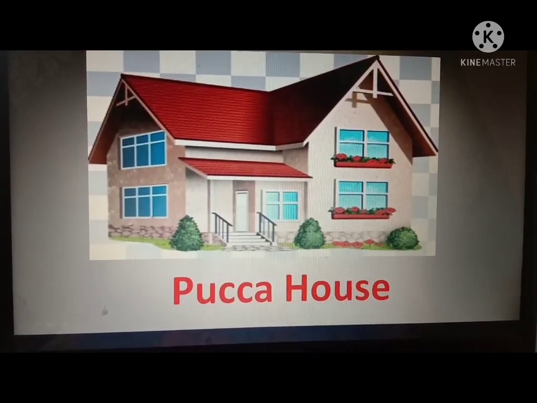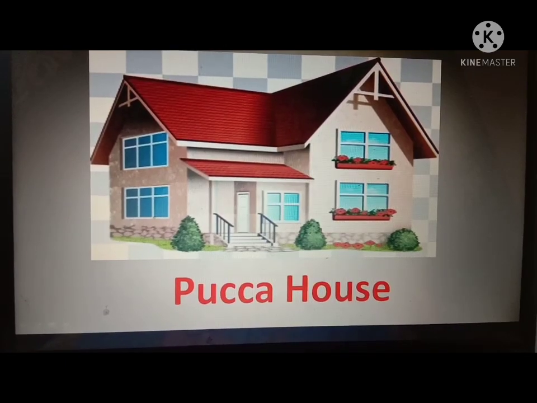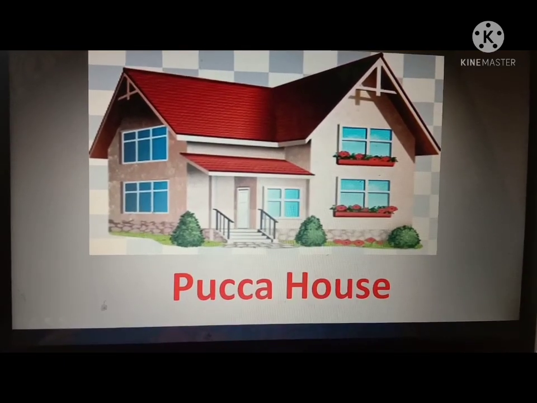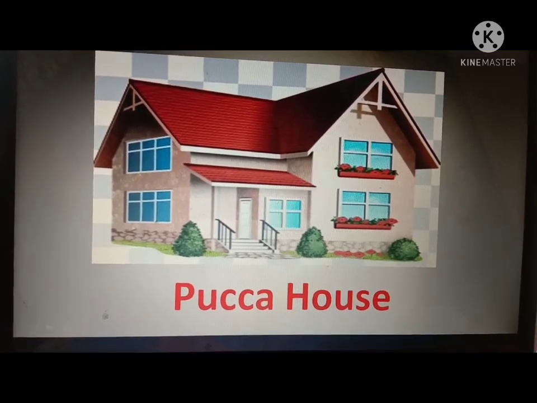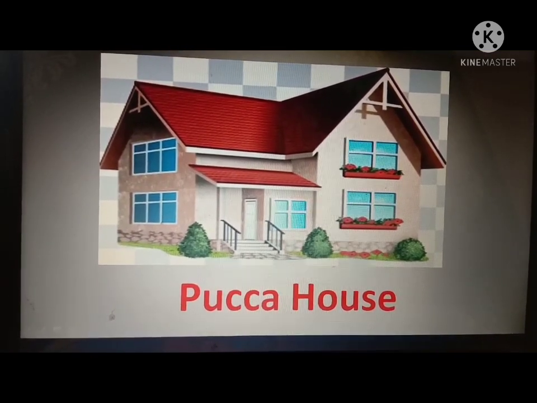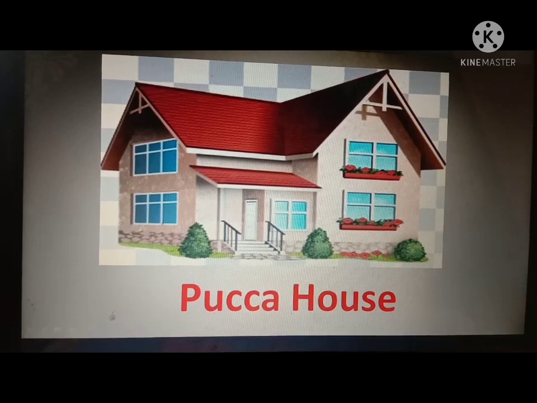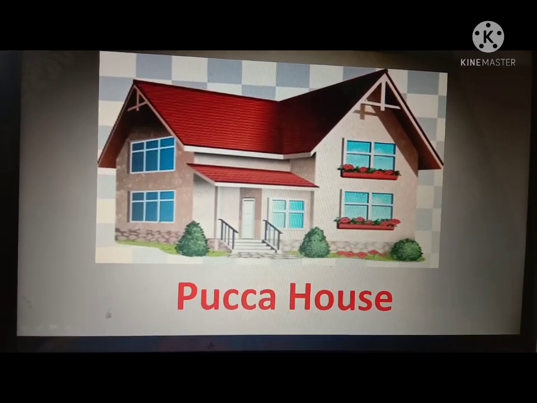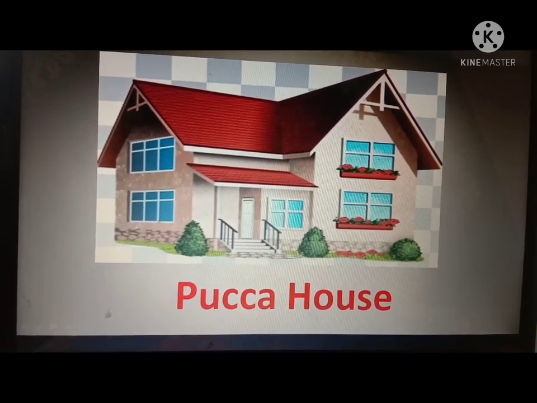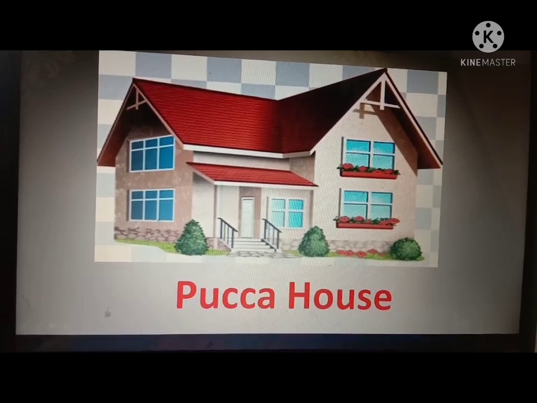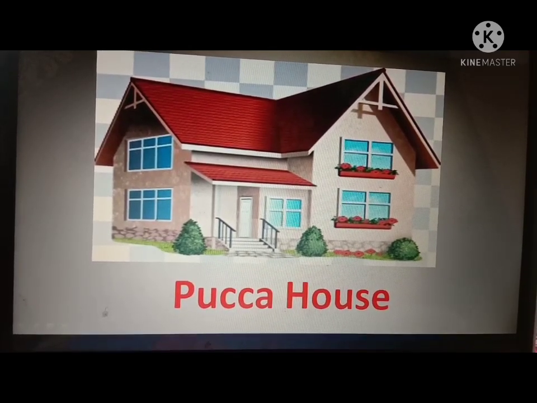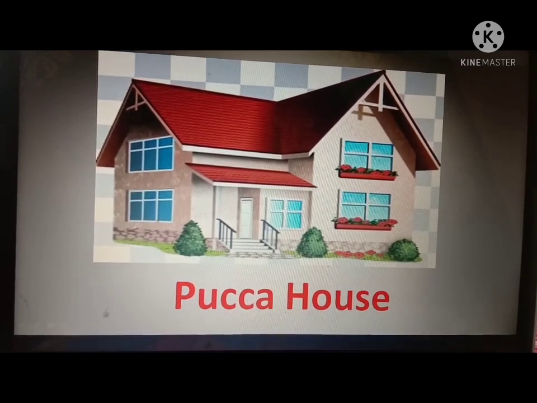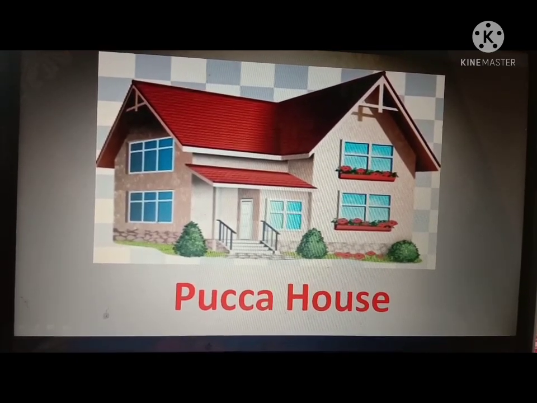Next is Pakka house. We have studied, children. Pakka houses are made by using bricks, iron rods, cement, etc. These kinds of houses are called permanent houses. These are built very strong and Pakka houses cannot be moved and these are fixed.